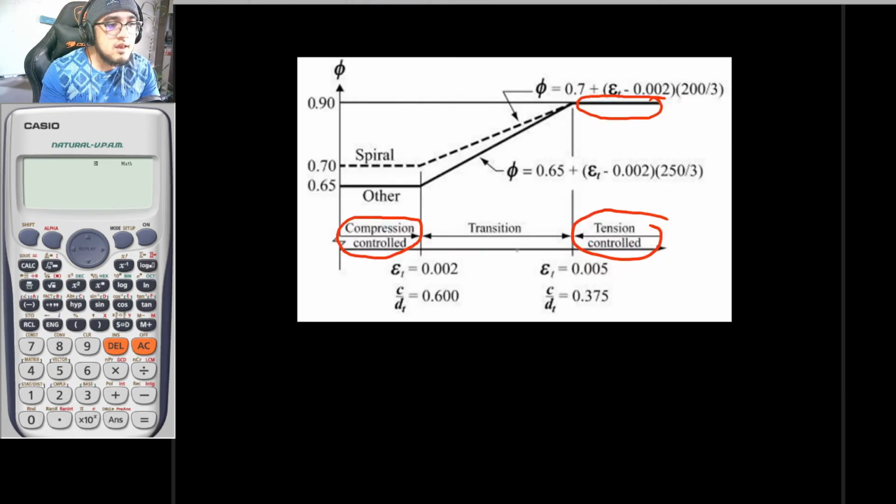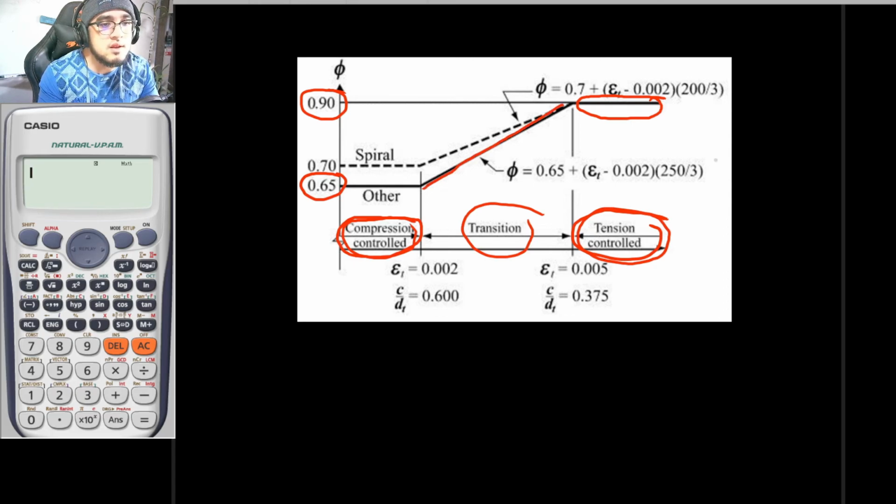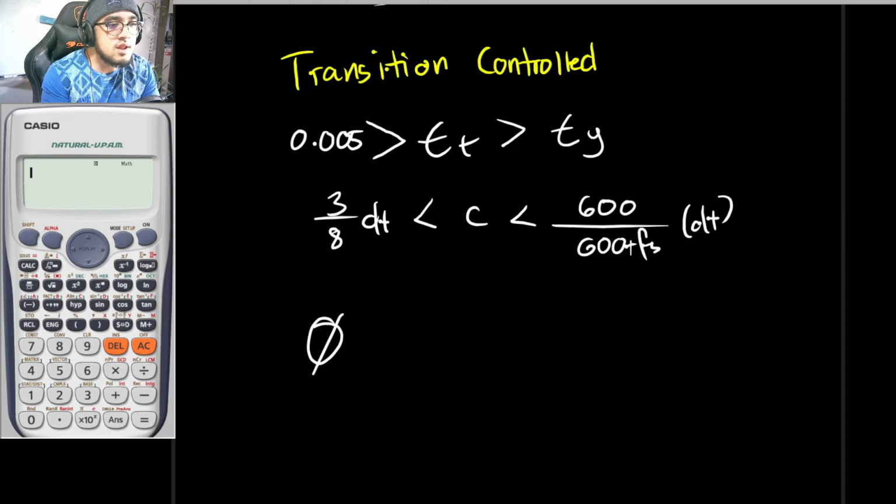So once again, if you are compression controlled, your reduction factor is 0.65. And if the structure is tension controlled, you will be using 0.9. And at the transition zone, you will now be using ratio in proportion. So you can use this or the equation that I have shown you a while ago.